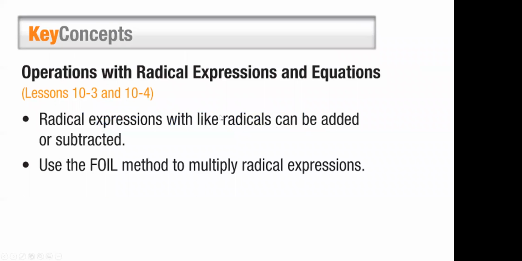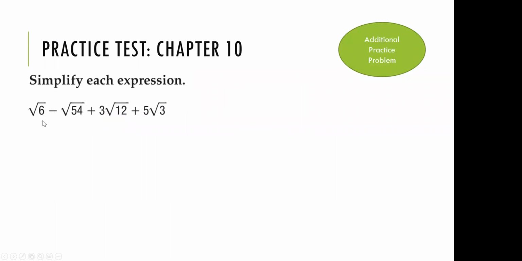And then here, operations with radical expressions and equations. So radical expressions with like radicals can be added or subtracted. Okay, and then you can use the FOIL method to multiply radical expressions. Okay, so here we're adding and subtracting, but remember they have to be like radicals.